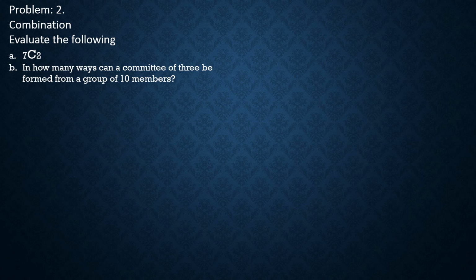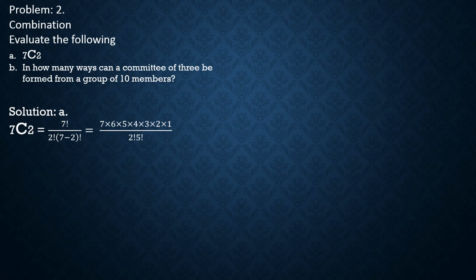Okay. So let us take a look at example number 1, the solution for letter A. We have combination of 7, taken 2 at a time, is equal to 7 factorial over 2 factorial times the quantity of 7 minus 2 factorial. When we talk about 7 factorial, we have to multiply 7 times 6 times 5 times 4 times 3 times 2 times 1. Then from the denominator part, we have 2 factorial. Then 7 minus 2 is 5 factorial.